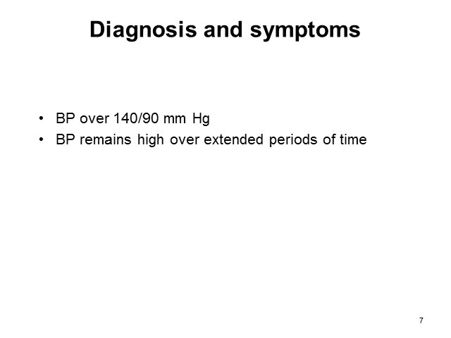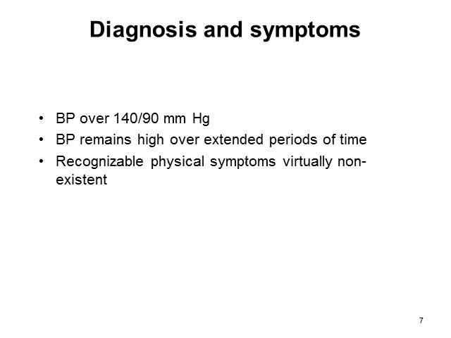The diagnosis and symptoms for hypertension. In order to diagnose the condition, we need to have a blood pressure over 140 over 90 millimetres of mercury that is sustained over an extended period of time. It's quite possible for your blood pressure to go very high in times of stress or after exercise. The critical point here is that it remains high and doesn't come down again.